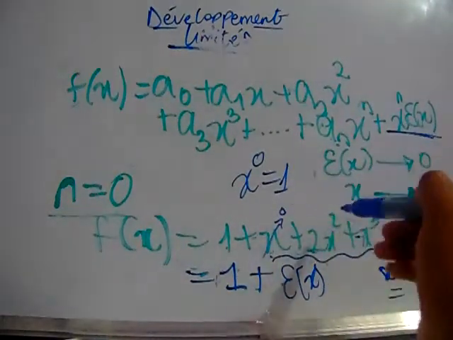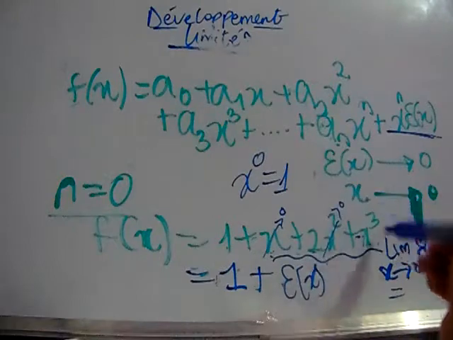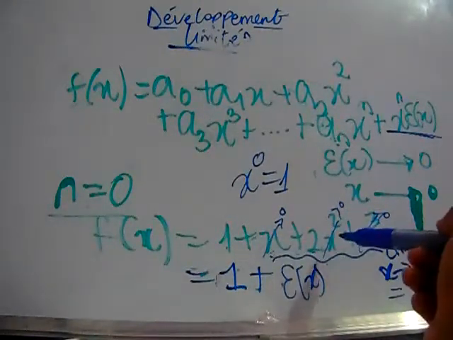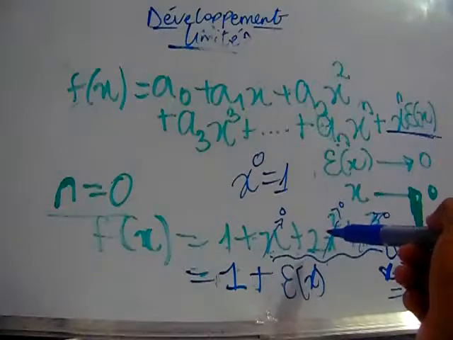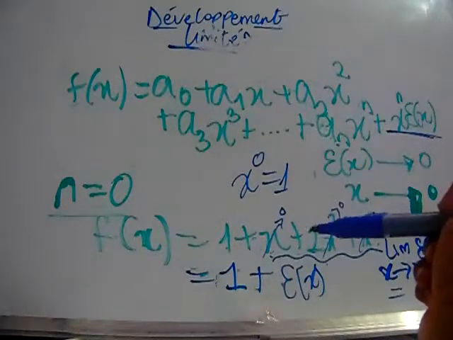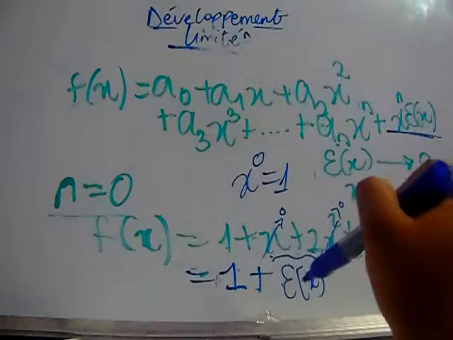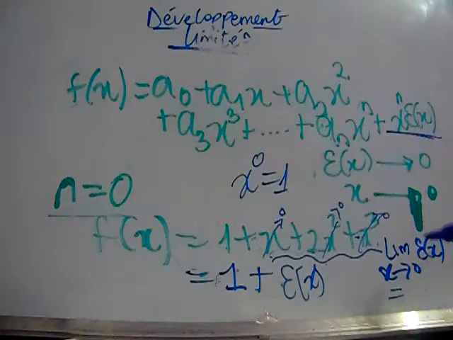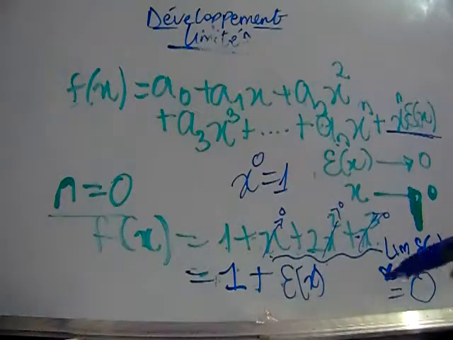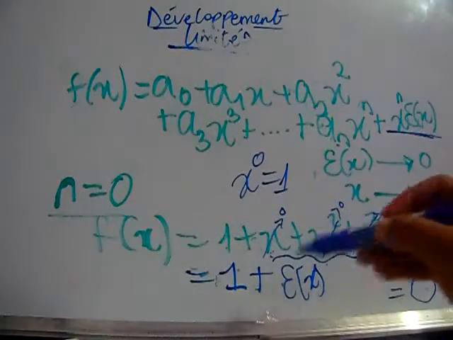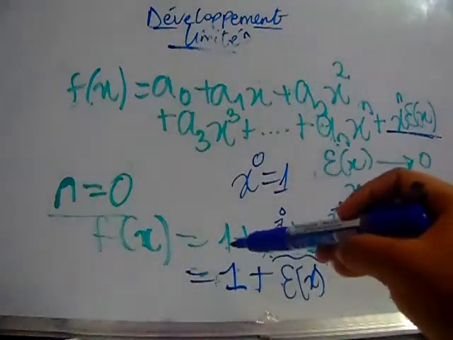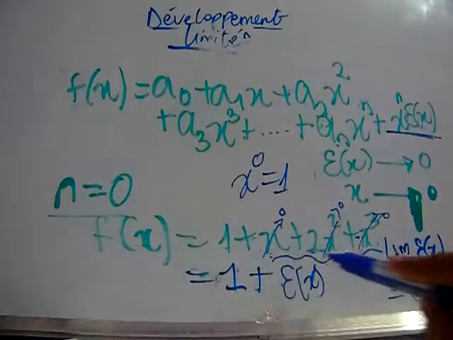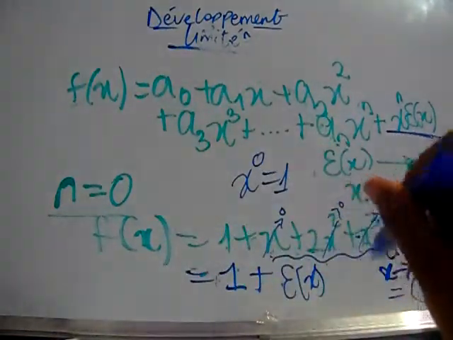So if I replace my x with 0, I'll be left with 0. And so it verifies the condition that the limit when x tends to 0 of epsilon of x has to be equal to 0 for it to work. And so in this case, the limit when x tends to 0 of epsilon of x is equal to 0. And so we've been able to prove the first part, that yes, when n is equal to 0, this function that we've been given admits a DL.